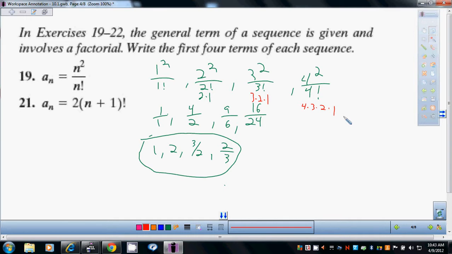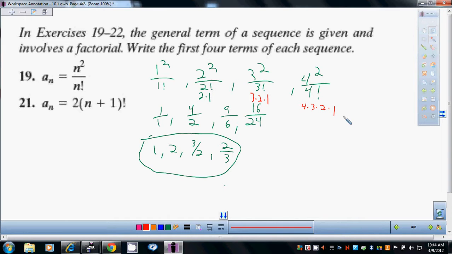Also, just a little tidbit, 0 factorial, in case you have to use it for whatever reason, is not 0, it is 1. Don't ask me why, because I don't even know. 0 factorial is 1. Of course, your calculator will tell you that too. Yeah, it's weird.